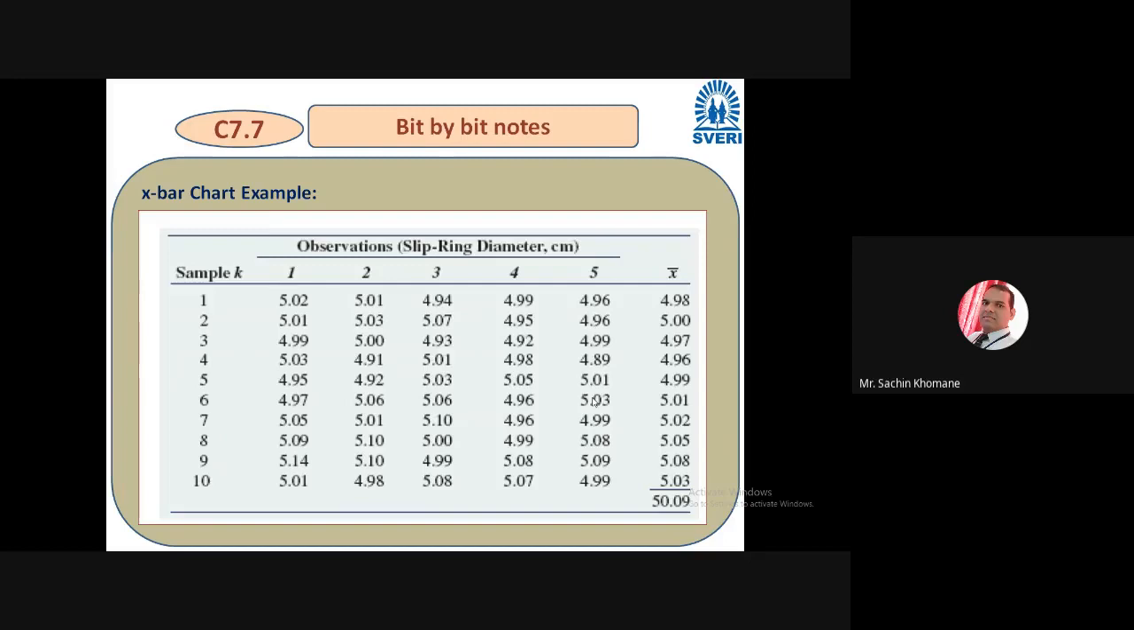Okay, the numerical things and how to actually draw that graph, we'll discuss tomorrow. But try to understand this is the format people refer to collect the data: the sample, and how many readings you have taken for each sample.